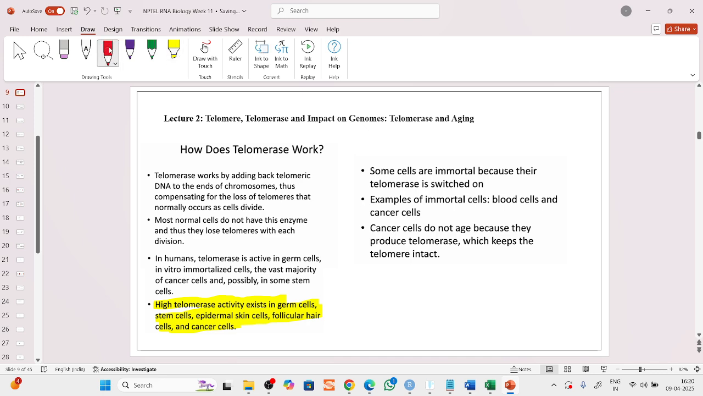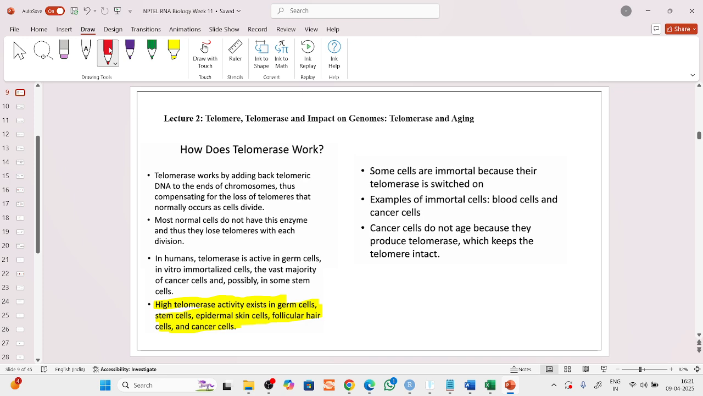Some cells are immortal because their telomerase is switched on. See, if telomerase is switched on, that means if it is active, then the cell becomes immortal because continuously it is adding the telomeres. Examples of immortal cells are germ cells and cancer cells.